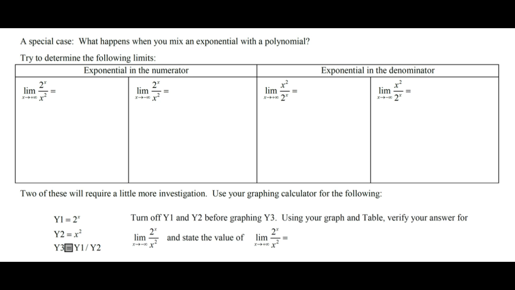Alright, so if we go to 15, 15 squared is 225, but 2 to the 15 is a little bit bigger than 1024, like 32,000. So how's the top growing? No, the top, 2 to the x. Really, really large.